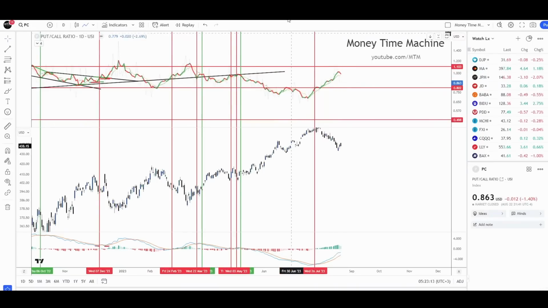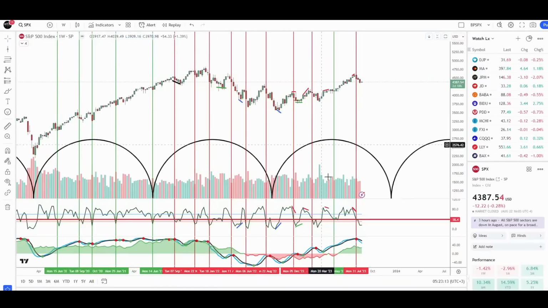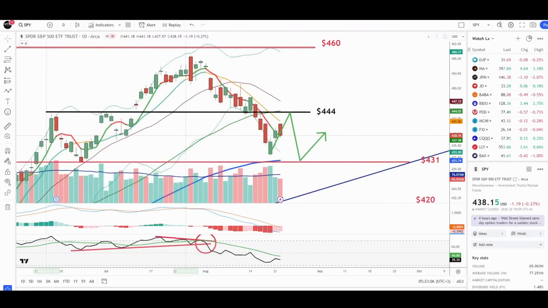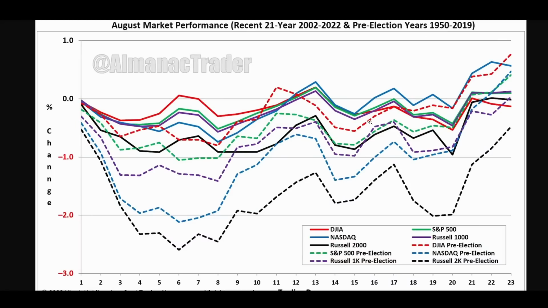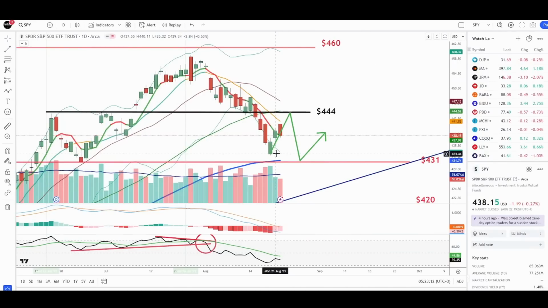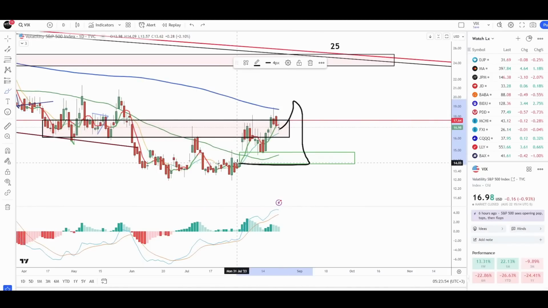So based on the PC, based on the CPC, based on the BPSPX, based on the daily chart, based on the momentum, based on stock market seasonality, what we're looking for is continuation to 444, reject, come back down, fill the gap at 431, and potentially form a double bottom with a positive divergence at this point, rally again into mid-September, somewhere around there, as the VIX comes back down, fills this gap right here at 14, and then shoots back up to 25 in October.